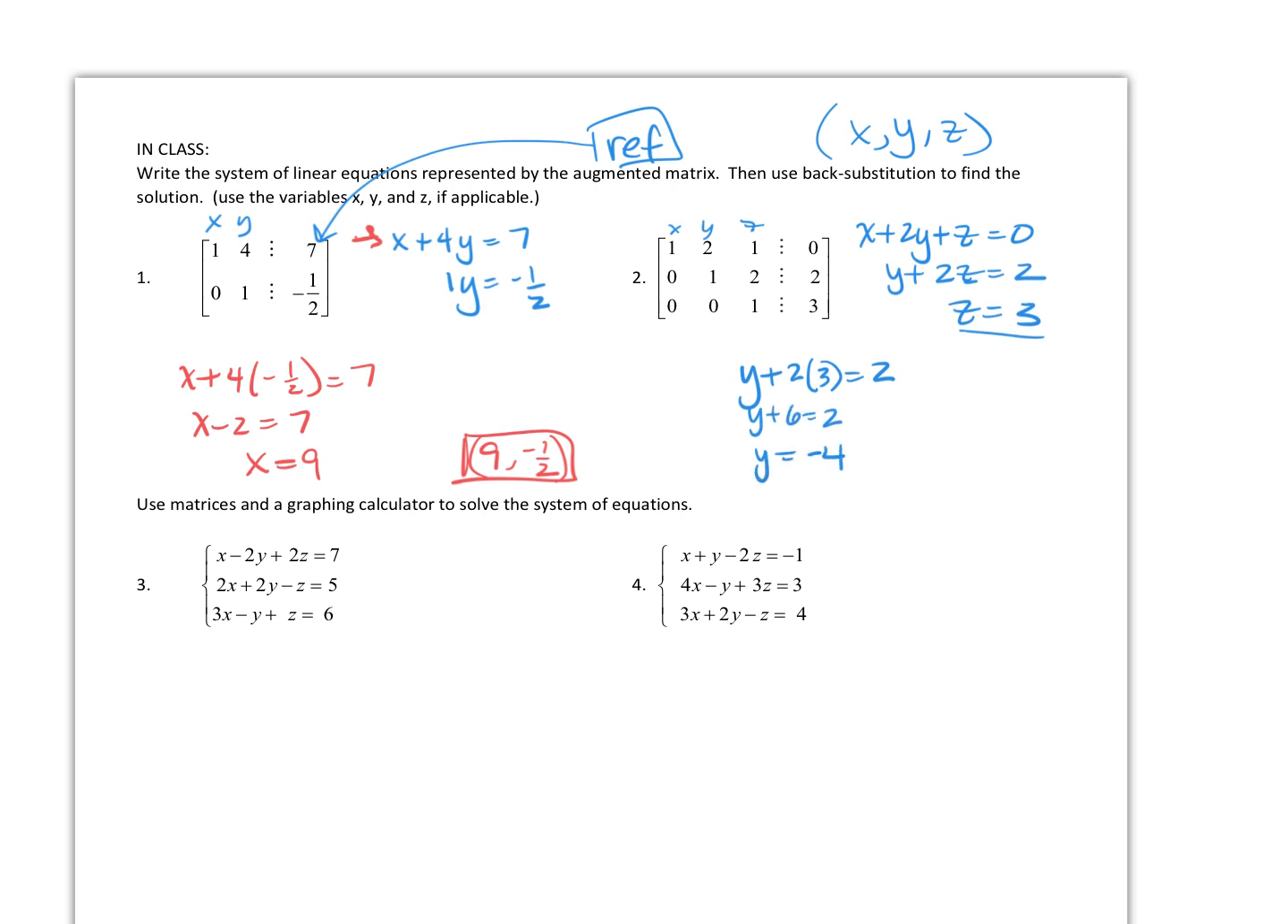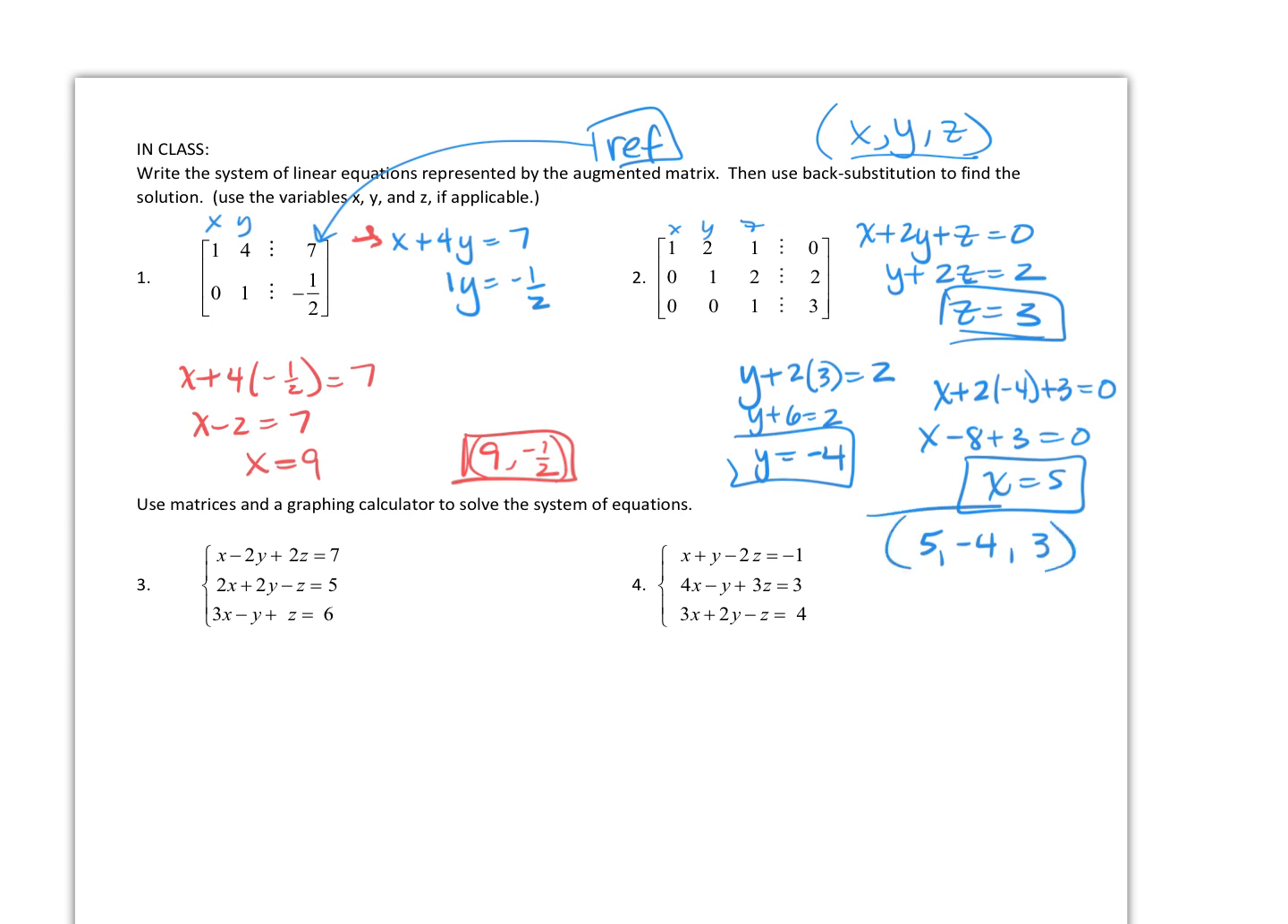So y is -4. Okay? I got z, I got y. Now let's find x. So x plus 2 times -4 plus 3 equals 0. X equals 5. So x will equal 5. And the way I would write my answer is, it's always in alphabetical order. So we go 5, -4, and 3.